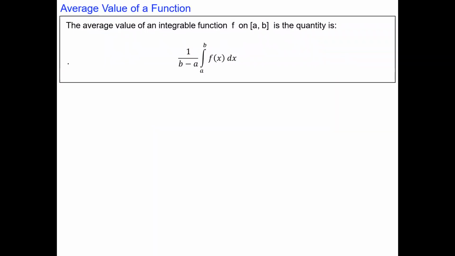The average value of an integrable function f on the interval from a to b is equal to the integral of the function f of x dx from a to b, divided by b minus a. That's the formula, but I'm happy that you know where this comes from, because it includes the addition of infinitely many values, n is infinity, divided by n, the number of these values.